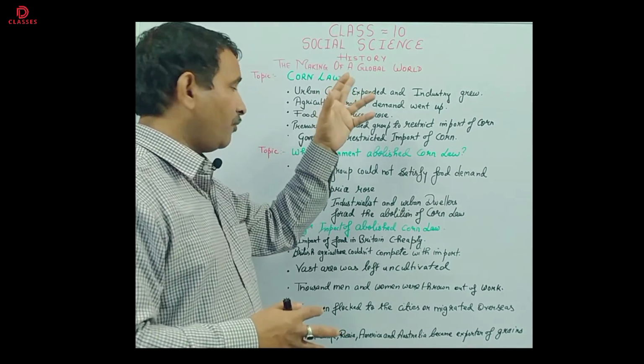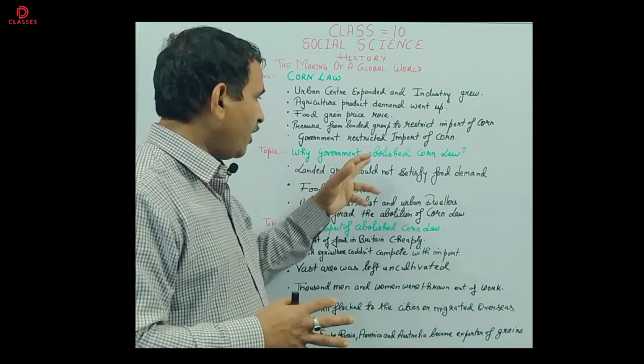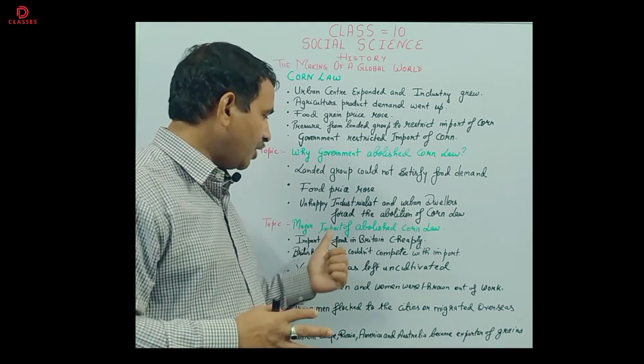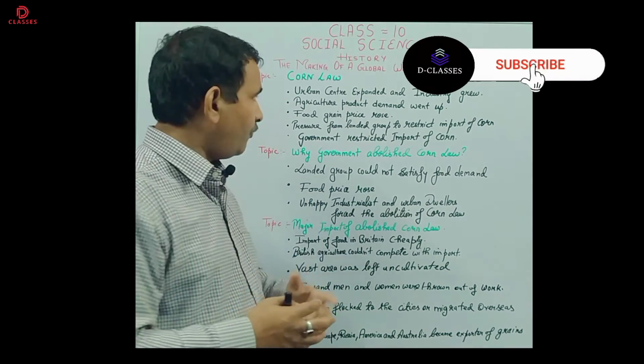Within this chapter, the topic is three: the Corn Law, why the government abolished the Corn Law, and the major impact of the abolished Corn Law. So let us discuss the first topic, the Corn Law.